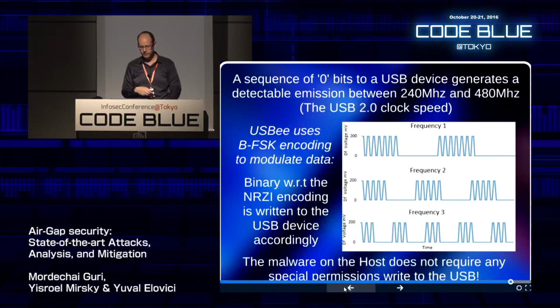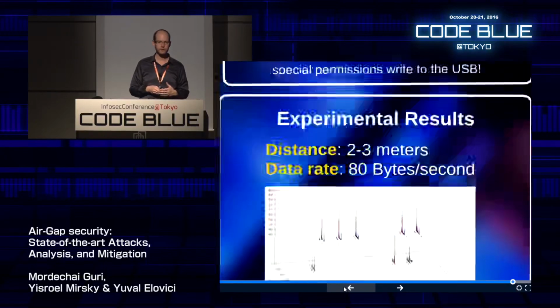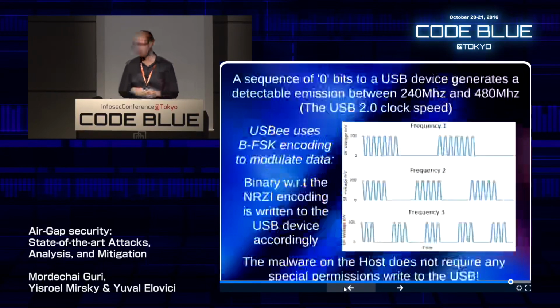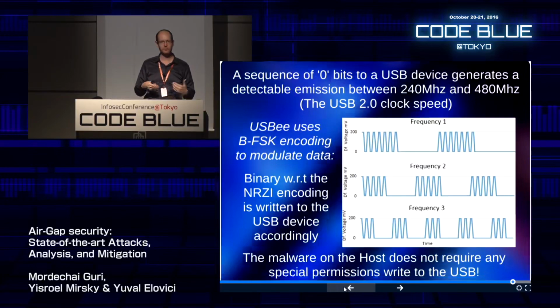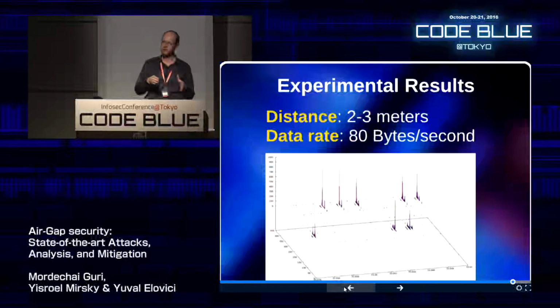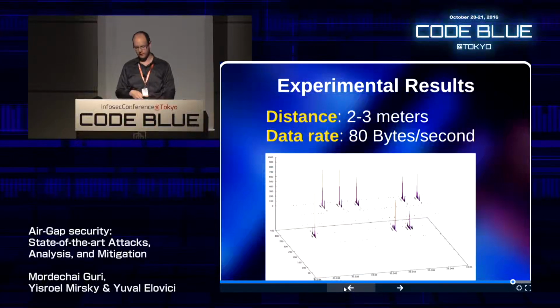And it's important to note that the malware on the host doesn't require any special permissions to write to the USB. So it can just operate as is without any problems. Oh, sorry, and one more thing. We also noticed that because USB, or at least USB 2.0, has a very particular clock speed, the transmission falls between 240 megahertz and 480 megahertz. So if you're listening on those spectrums, that's where you're going to find the emissions.